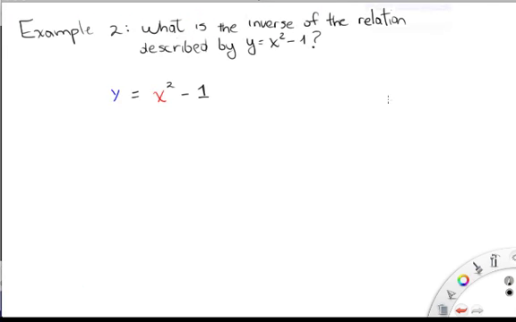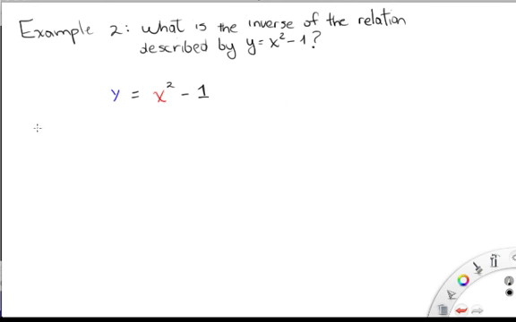Second example. Now, let me read it for you. What is the inverse of the relation described by y equals x squared minus 1? So now the difference in this case is that we are given a relation now. We're given a function specifically. We know that this is a quadratic function. So we want to find the inverse, and the approach is going to be the same.